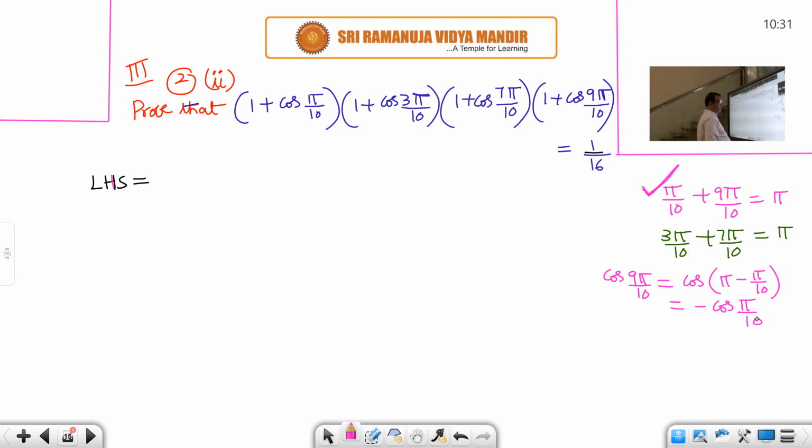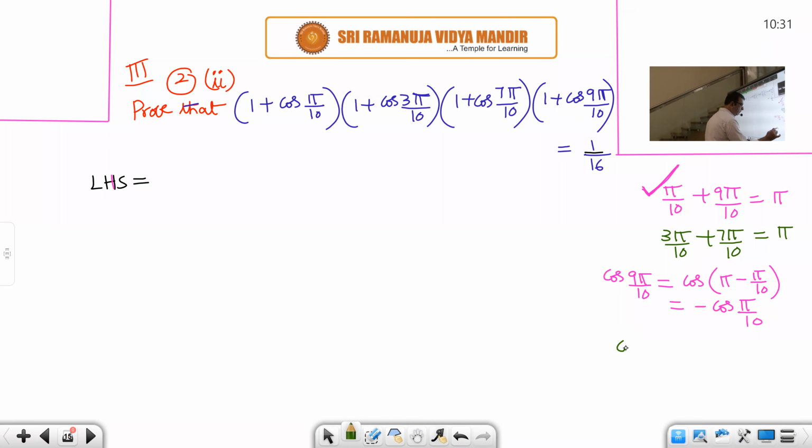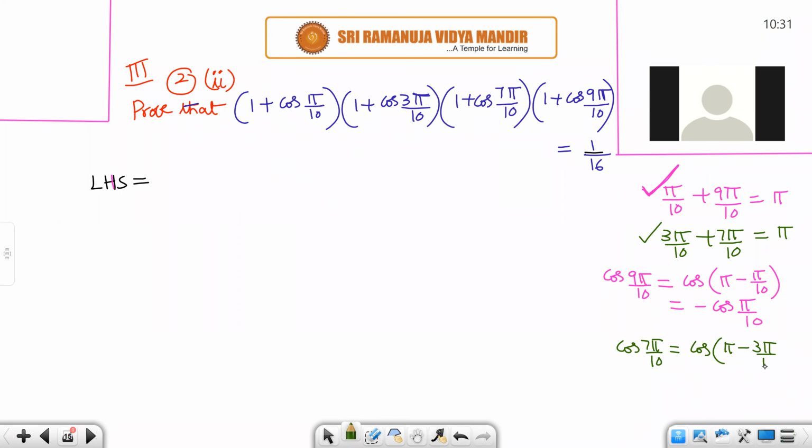Okay, leave it. And then cos 7 pi by 10. Next, green color. Okay, cos 7 pi by 10. How do you write it? Pi minus 3 pi by 10, sir. Pi minus, from this second equation, pi minus 3 pi by 10. Cos 180 minus theta again equal to what? Come on. Minus cos theta. Now it is what? Minus cos 3 pi by 10, sir.